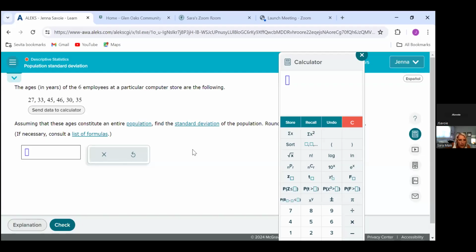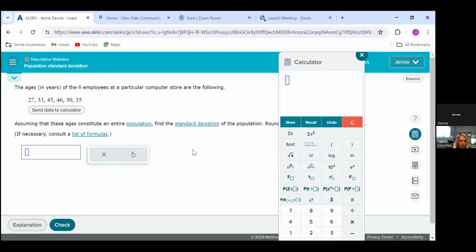Okay, I'm here working on a problem with a student, and we're going to practice calculating the mean and the standard deviation together. Now, on this problem, they want us to assume that these ages constitute an entire population. So when we're calculating the standard deviation for a population, we only divide by n. We don't have to divide by n minus 1, which is only when you're using sample data.